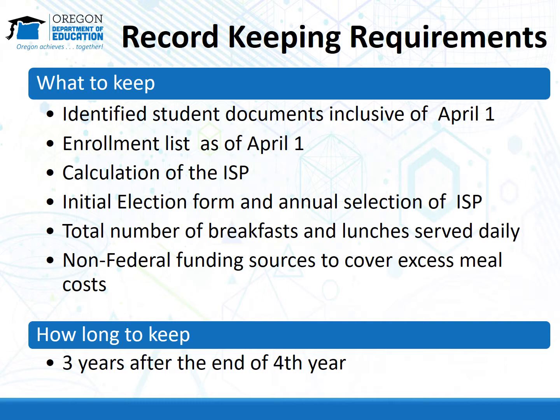What to keep? Identified student documents inclusive of April 1st, enrollment list as of April 1st, calculation of the ISP, initial election form and annual selection of ISP, total number of breakfast and lunch served daily, and the non-federal funding sources to cover excess meal cost.